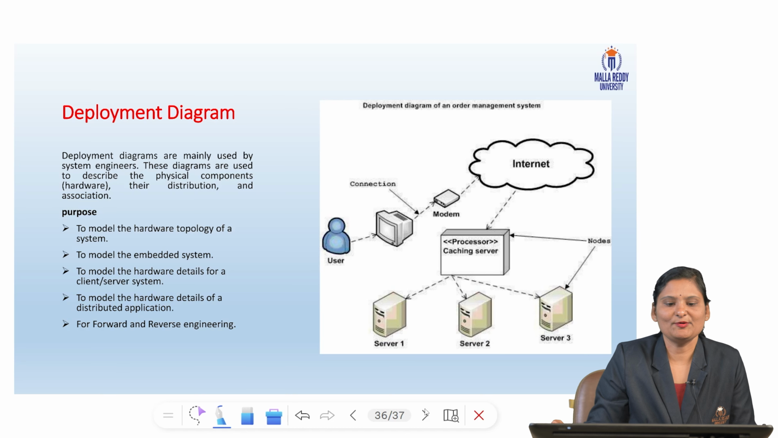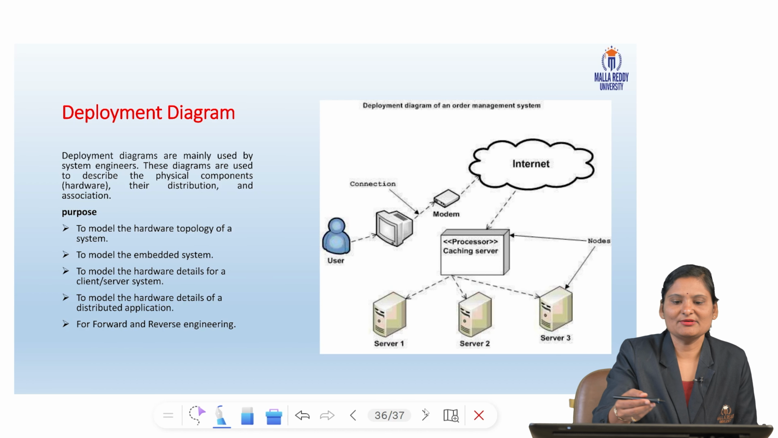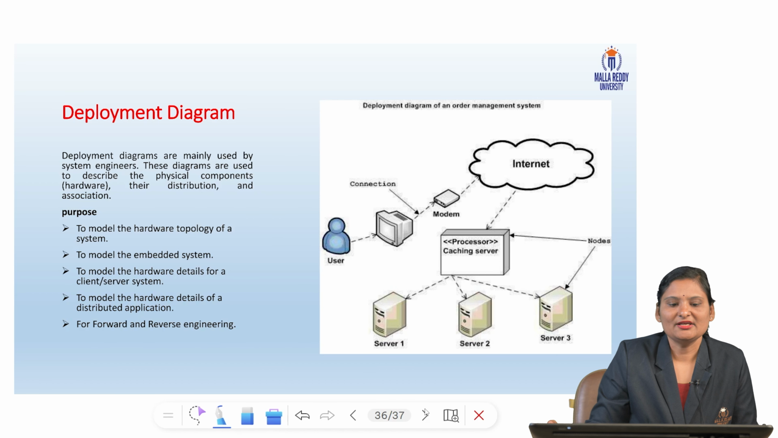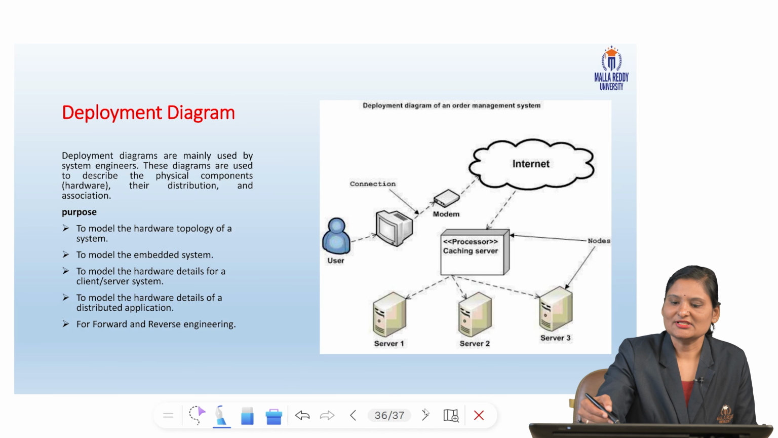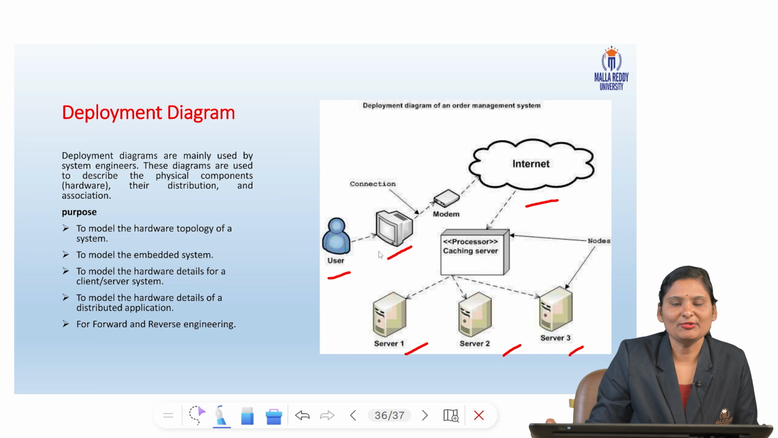The next one is the deployment diagram. Deployment diagrams are mainly used by system engineers, and these diagrams are used to describe the physical components like hardware and their distribution and association. So you can see the physical parts of the system. You can see a user connecting with a system through the internet, servers, multiple servers. So we are able to see the physical parts of the system in the deployment diagram.